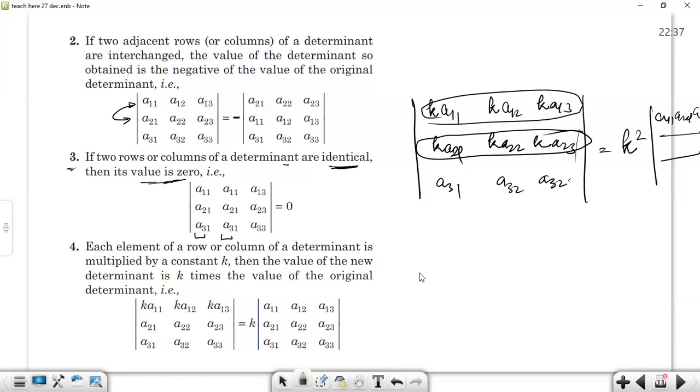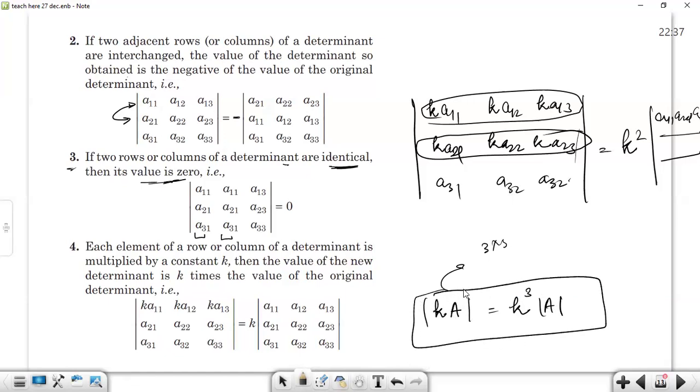So we may say it like this: if k is getting multiplied with the whole matrix, meaning all three rows, then k will get multiplied with the whole, to the power of the number of rows, into the determinant of A. This is for a matrix of 3 by 3 order. What if any matrix is of 2 by 2 order or nth order? We'll simply write n instead of 3 here. So this is another property which we are going to study next after some time.